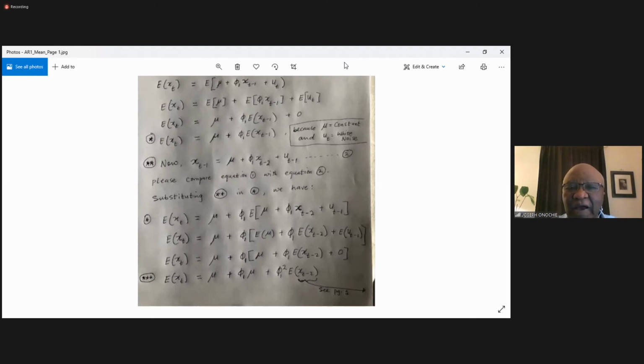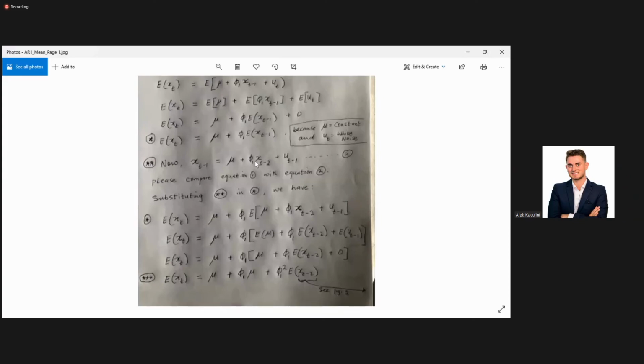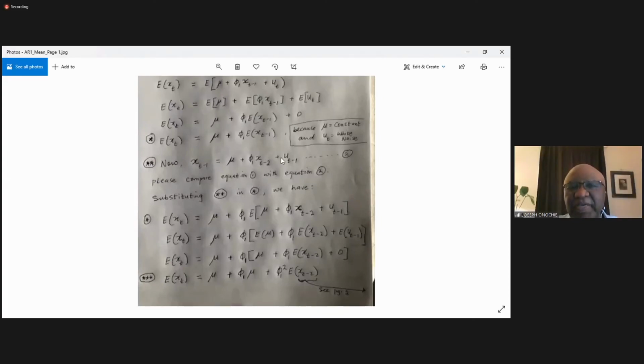All right. So now I'm going to bring up page 2. Everybody bring up page 2. But before you look at page 2, what am I going to do? This x_{t-2}, can anybody tell me what x_{t-2} will be? Just like here, x_{t-2} will be mu plus phi1 x_{t-3} plus u_{t-2}. Fantastic. Okay, so that's where we're going now.